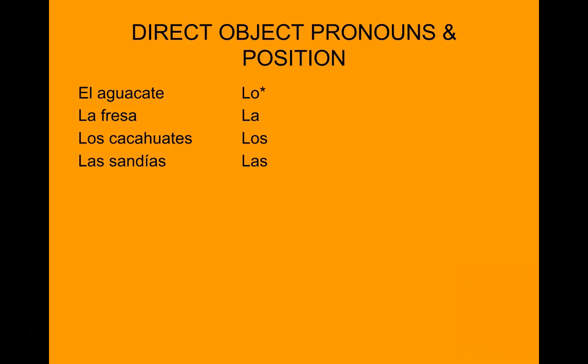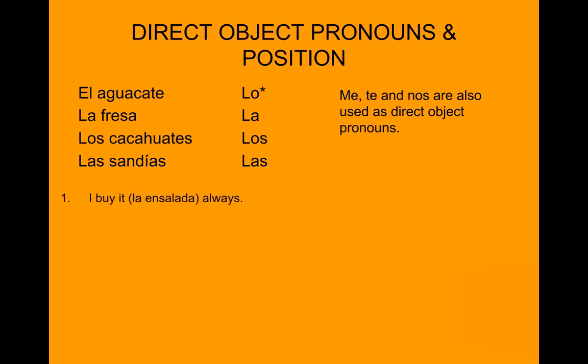Note the little asterisk with lo. A lot of students make a mistake and use el for this because they're used to the definite articles el, la, los, las, but the pronoun for a masculine singular noun is lo, not el. Me, te, and nos are also used as direct object pronouns.